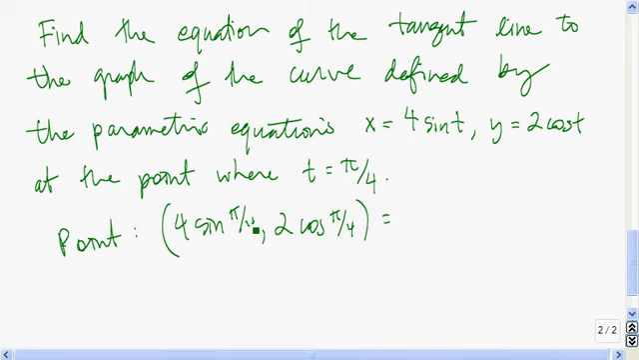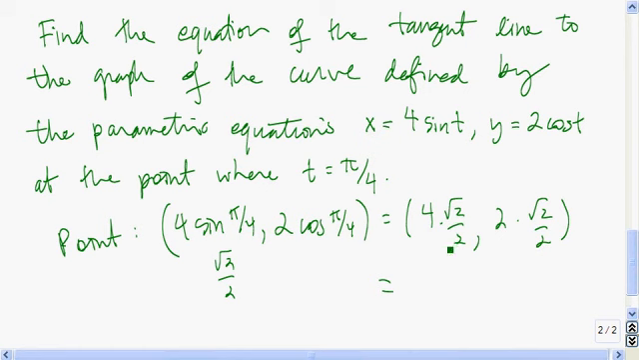Well, the sine of pi over 4 and the cosine of pi over 4 are both square root of 2 divided by 2. So this is equal to (4 times the square root of 2 over 2, 2 times the square root of 2 over 2).